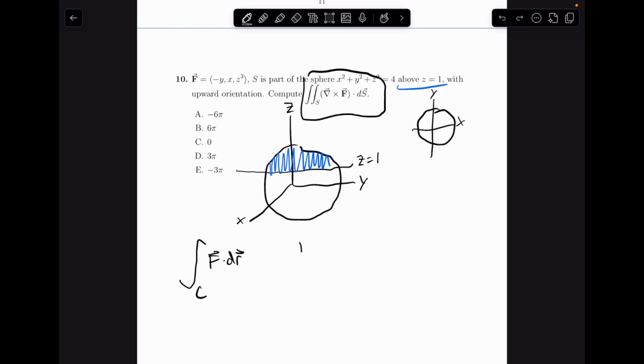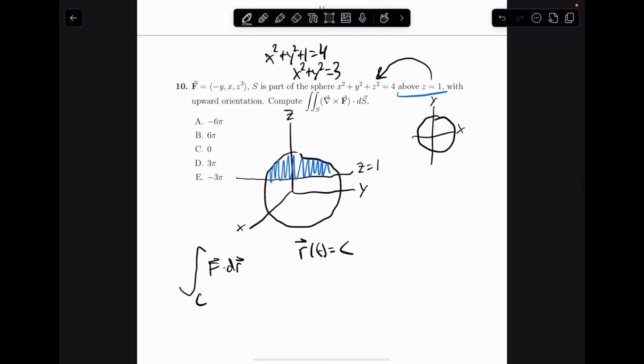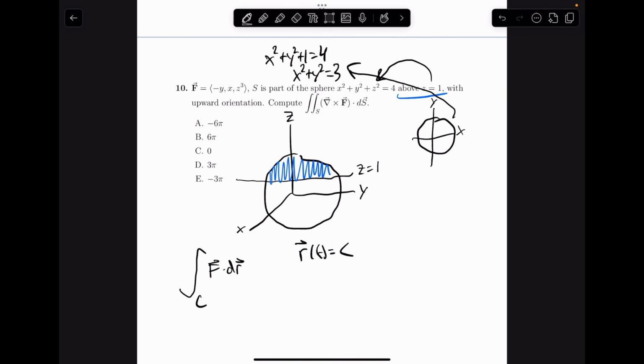So that's really nice because we can just parameterize that circle pretty easily. So let's do that. We're going to get r of t equal to, well, actually, first we have to find that circle. We can plug z equals 1 into that sphere up here, and we're going to get x squared plus y squared plus 1 equals 4, or just x squared plus y squared equals 3. So we have that. Now we can parameterize the circle, which happens to be that equation right here.